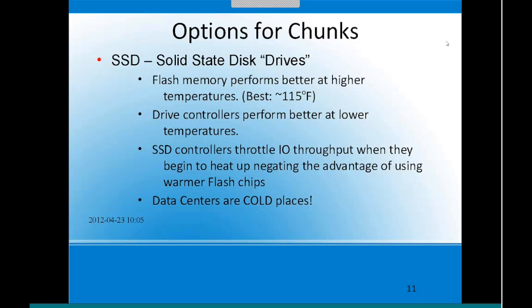And data centers, as we just said, are cold places. So flash and SSD drives and data centers are not the greatest match. Something to keep in mind.